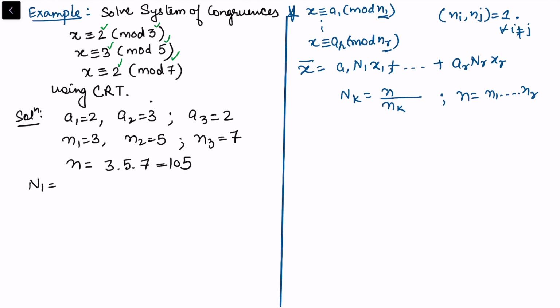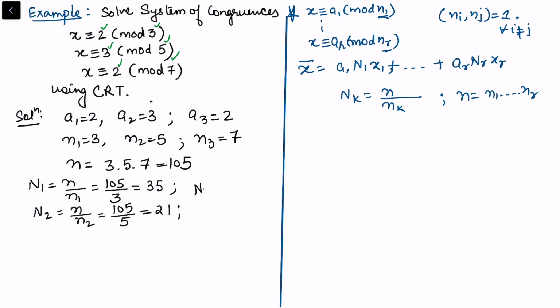Capital N1 is equal to n by n1, so that means 105 divided by 3. So this is 35. And similarly capital N2 is equal to n upon n2, so we get 105 divided by 5. This value is 21. And I got capital N3, which is equal to n upon n3, that means 105 by 7. So this value is 15.